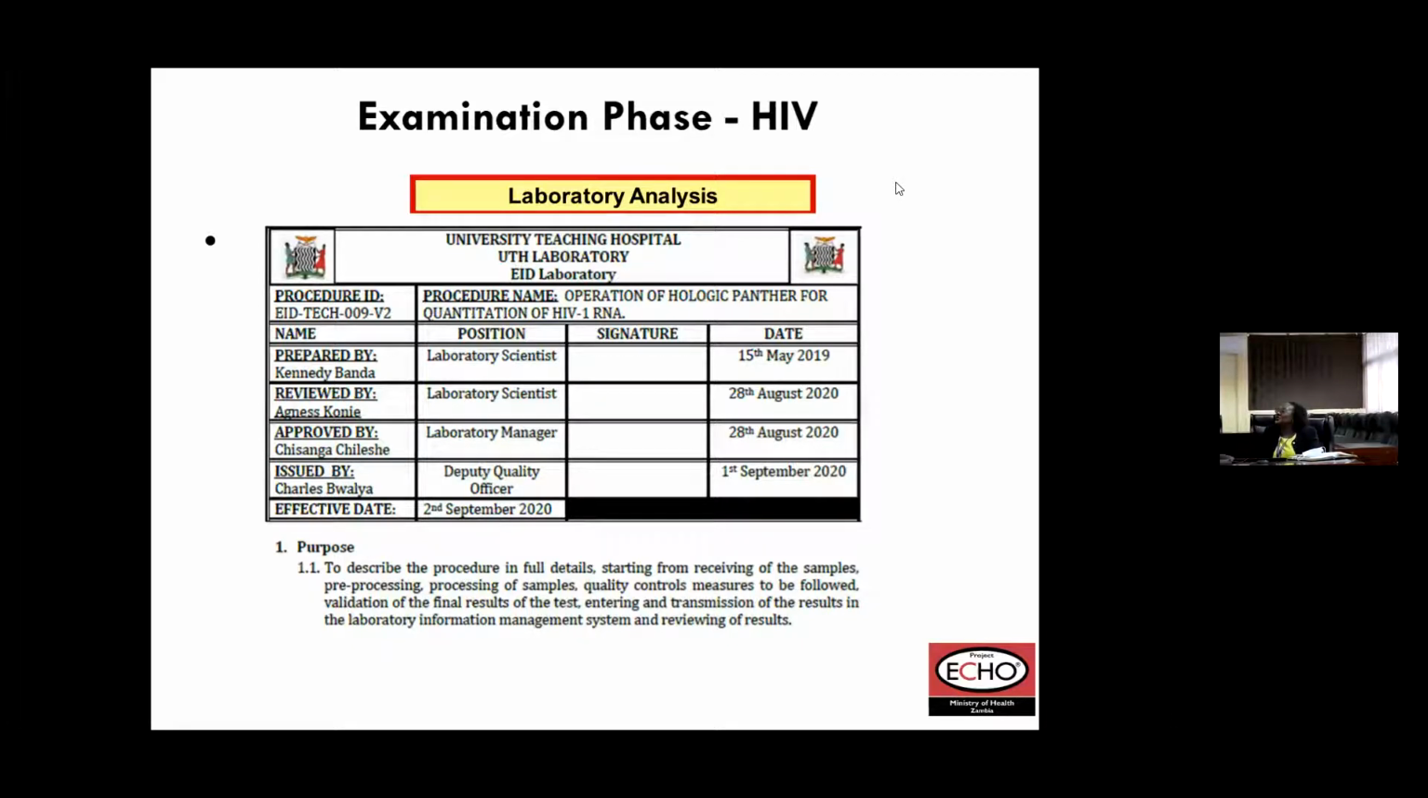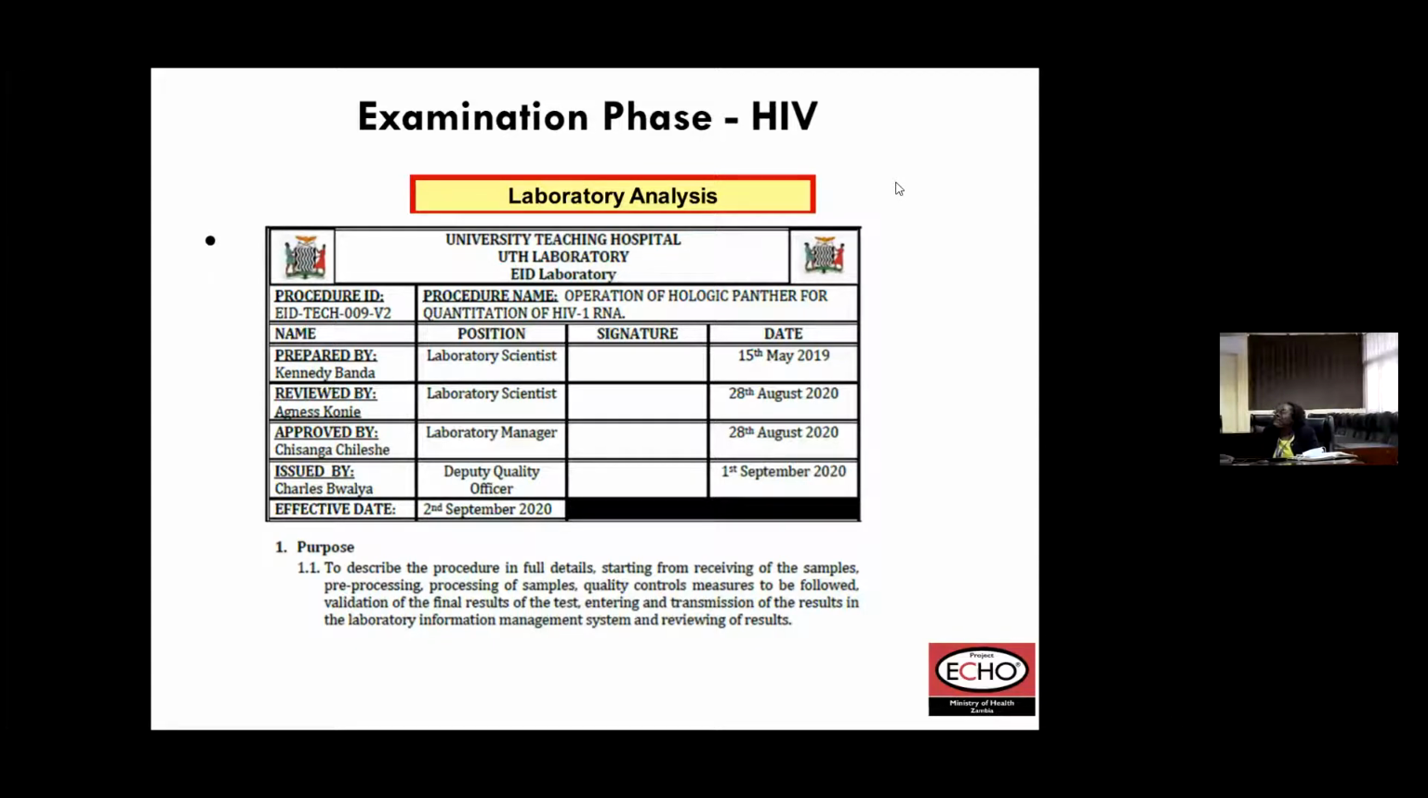So during the examination phase, in the laboratory analysis phase, we've also developed SOPs, and I put an example of the heading of our SOPs. This one is for the operation of the Hologic Panther for the quantification of HIV RNA. The reason we make these SOPs, as described in the purpose, is to describe the procedure in full detail. This document has full details of what we do in the laboratory, starting from receiving of the samples, pre-processing, processing of samples, quality control measures to be followed, validation of the final results, and entering and transmission of the results in the laboratory information system, and reviewing of results.